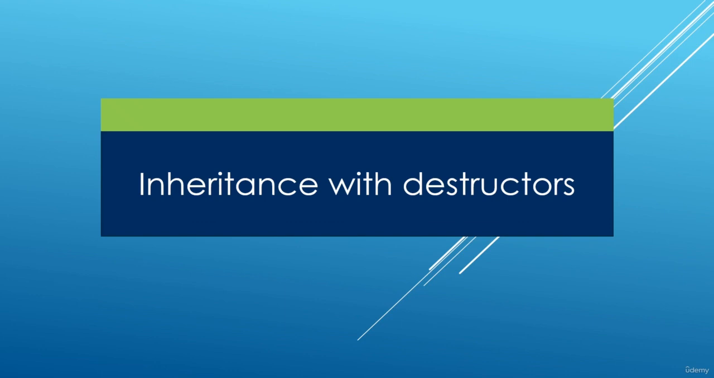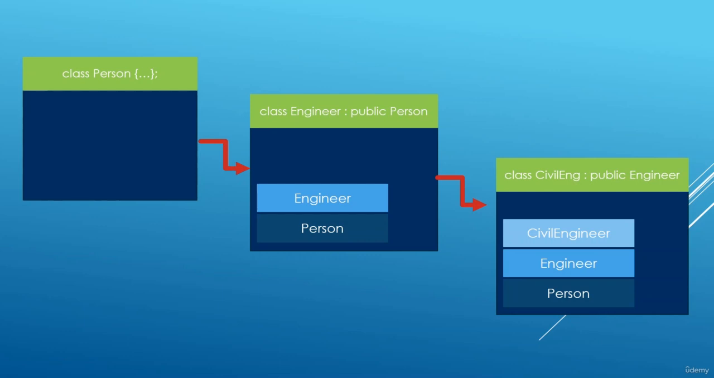In this lecture, we're going to focus on how destructors work with inheritance. Suppose we have an inheritance hierarchy like we have been using all along in this chapter. Our base class is person, we have the engineer class which is publicly inheriting from person, and we have a civil engineer class which is inheriting from engineer publicly.